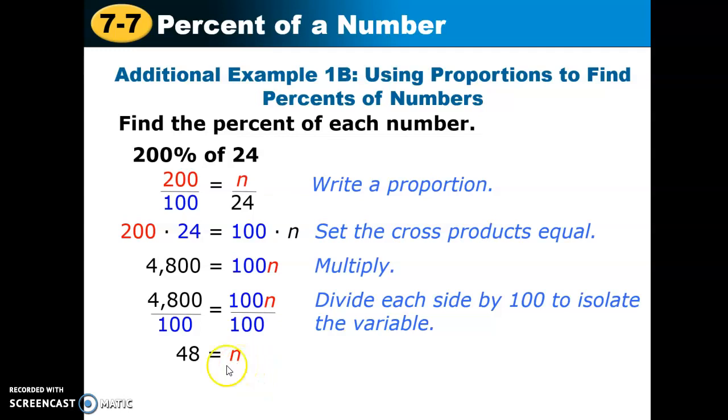This makes sense because 48 is bigger than 24. We're taking a huge percent of 24. We're not taking 20% of 24, we're taking 200% of 24. So if you have a percent that's greater than 100%, your answer should be bigger than what you started with. If it isn't, then it's wrong.